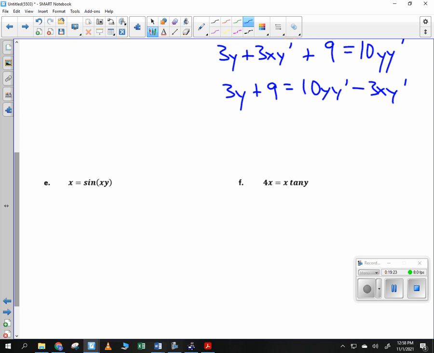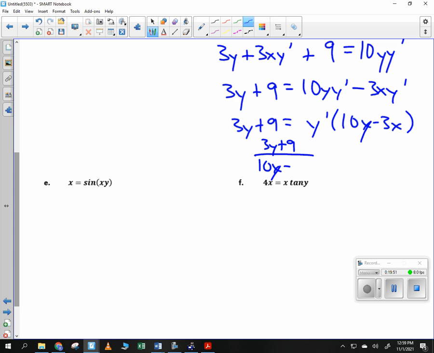Now what? Factor out the y prime. So 3y plus 9 is equal to y prime times 10y minus 3x. Divide by? So 3y plus 9 divided by 10x. Well, it should be 10y, right? Sorry, 3y plus 9 divided by 10y minus 3x is equal to y prime. Good.